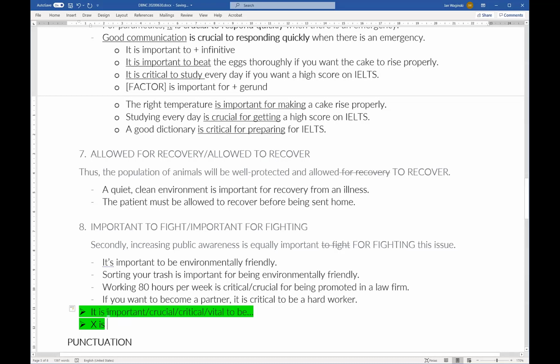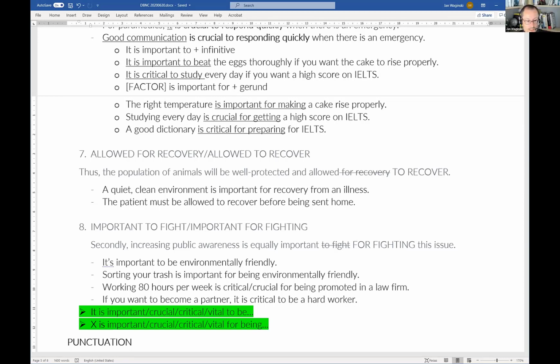Huh. For ing. Thorough knowledge is important, is critical for being an effective doctor. Thorough knowledge of anatomy and physiology is critical for being an effective doctor. Passing IELTS is crucial for practicing medicine in Canada. Yep, there you go. The spelling fact.